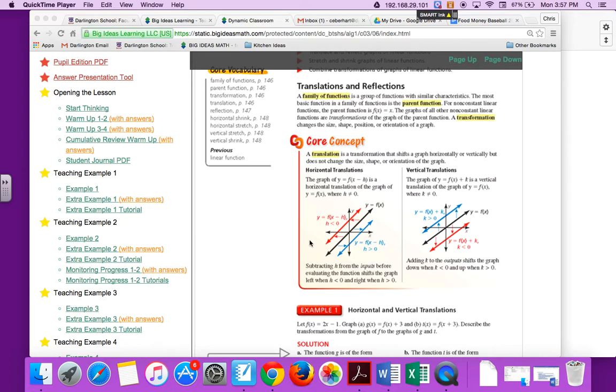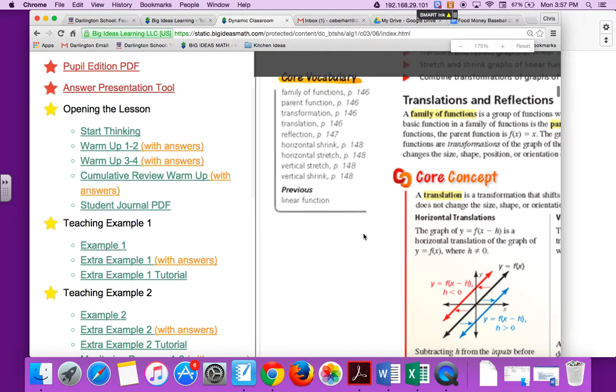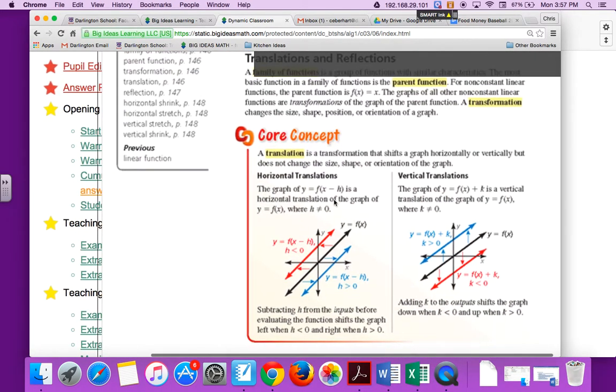The first thing I want to make sure we look at is how they move horizontally and vertically. You'll notice here the graph of y, which is the same as f of x minus h, is a horizontal movement. Anytime you have inside the parentheses, instead of f of x, it's f of x minus h, we're talking about a horizontal movement. Down here, we have the black, which is the normal f of x line, y equals f of x. This is normal, just slope of 1 with a y-intercept of 0.